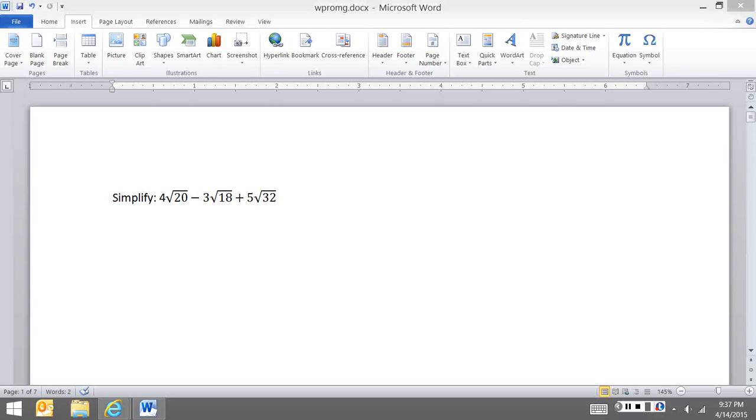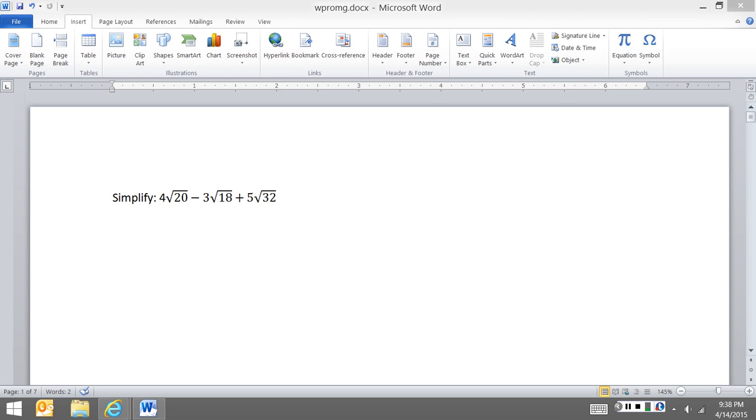Okay, we're asked to simplify this expression, and we have a bunch of radicals added together. Right now, none of our radicals match. I have the square root of 20, the square root of 18, and the square root of 32. So what this means is right now, I can't add or subtract any of these, because remember, you can only add or subtract radicals if they match completely.